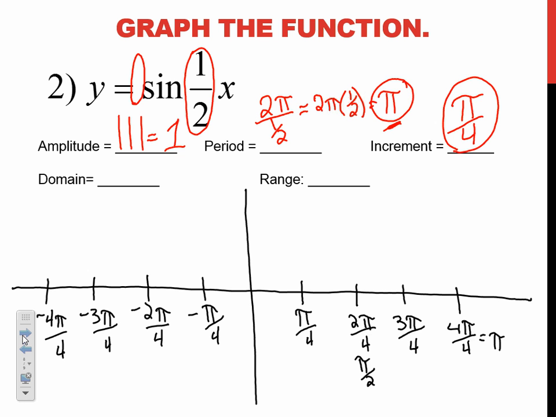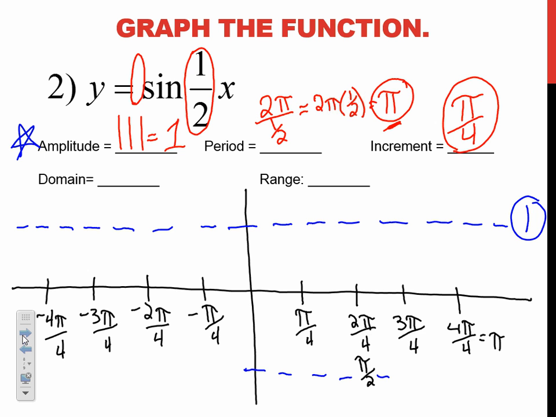Remember, amplitude is always going to be in the same color. In my case, it's going to be blue. My amplitude is 1. So I go up 1. You have to label your amplitudes. Have to. So make sure you put a 1 there. And then on the bottom, we're going to go down 1 from the center. So this is going to be negative 1. Now that we have everything put into place, we can now graph it.